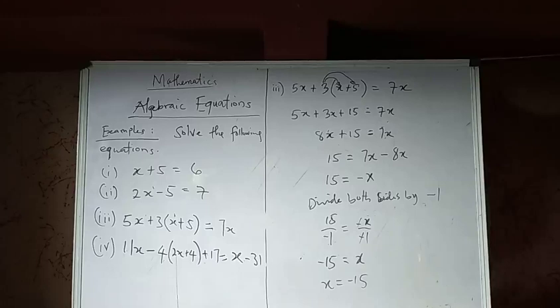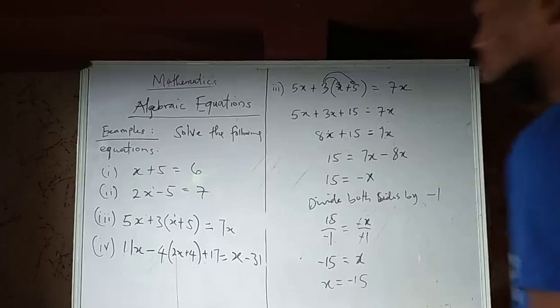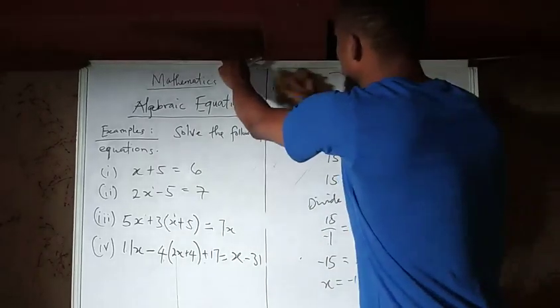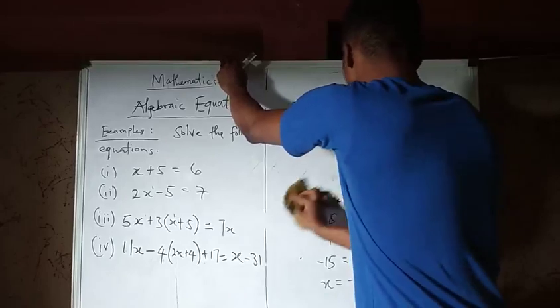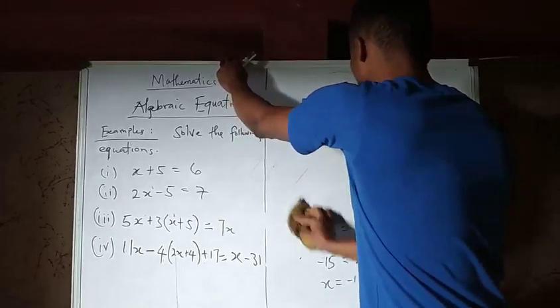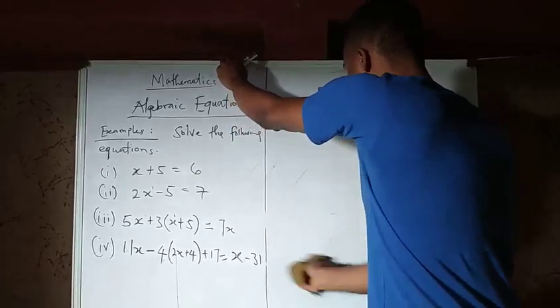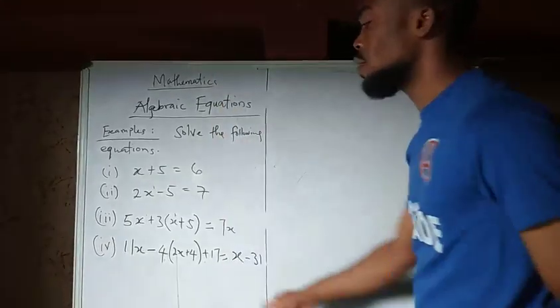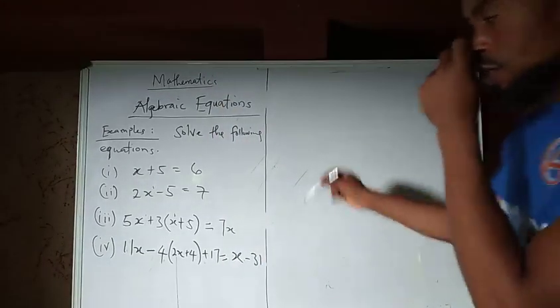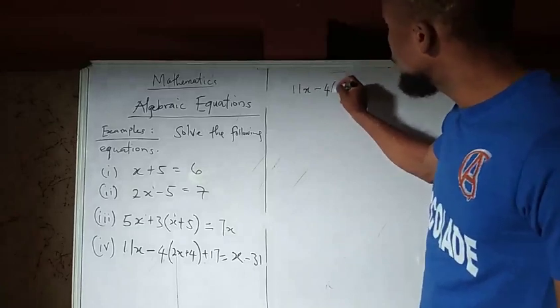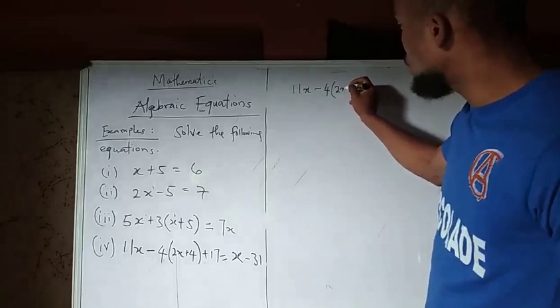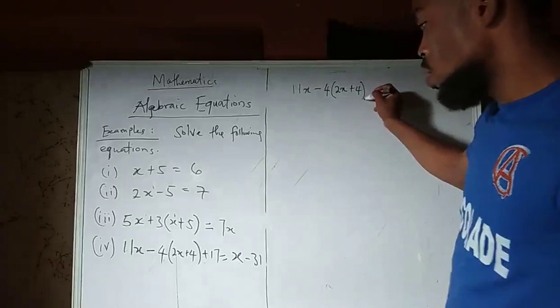So we are going to also look at the other example, the last one but not the least. Okay, so let's look at that guy. I believe you should be able to try and attempt it already. You should know what to start with, how to start, and how to progress. Now, this is 11x minus 4 into the bracket of 2x plus 4, right?